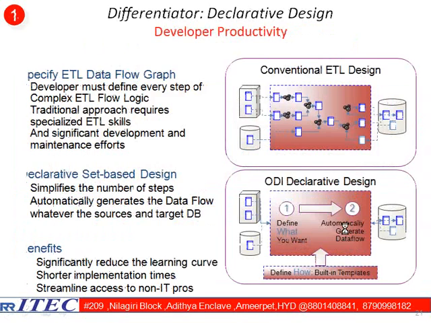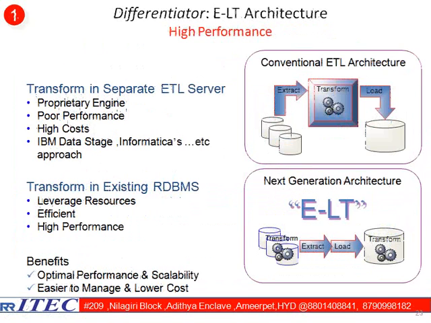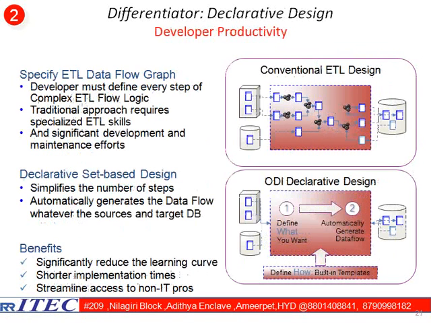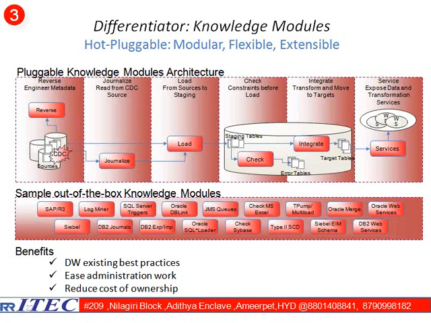Now, if people understand one point very clearly, that point is the first differentiator. What, sir? Architecture. All tools follow ETL architecture; this follows ELT architecture. That is the first point. Second point: declarative design. You define what you want, and I will take care of the backend automatically. Because of that, the learning curve is decreased and everything is very happy. Third, knowledge modules. Predefined knowledge modules are available to load from one database to another database. All databases are supported. These are out of the box, ready to use.